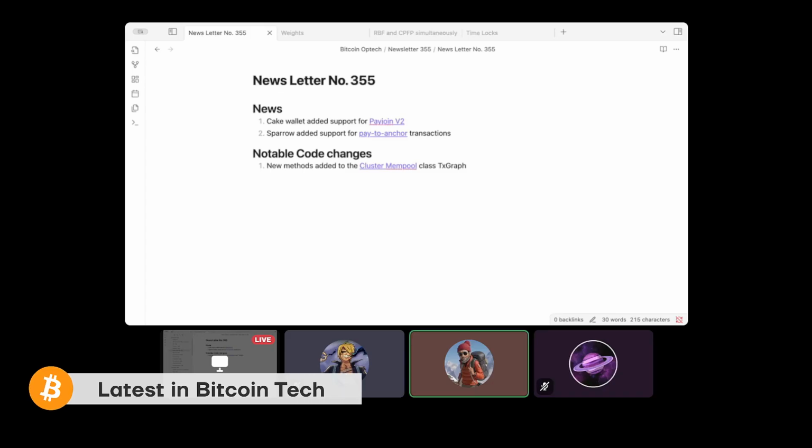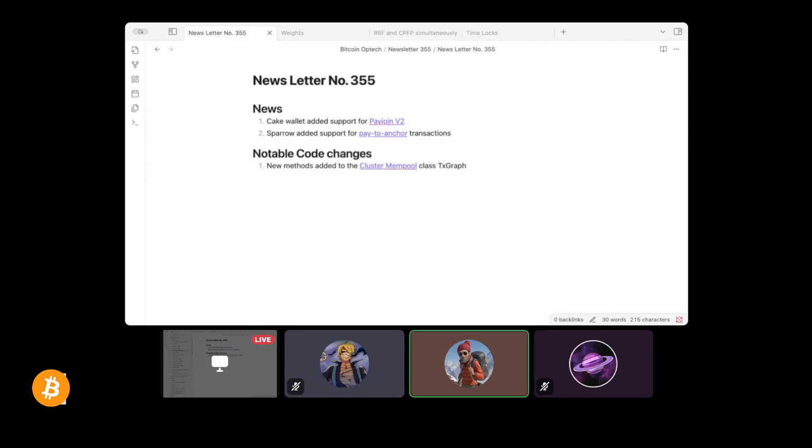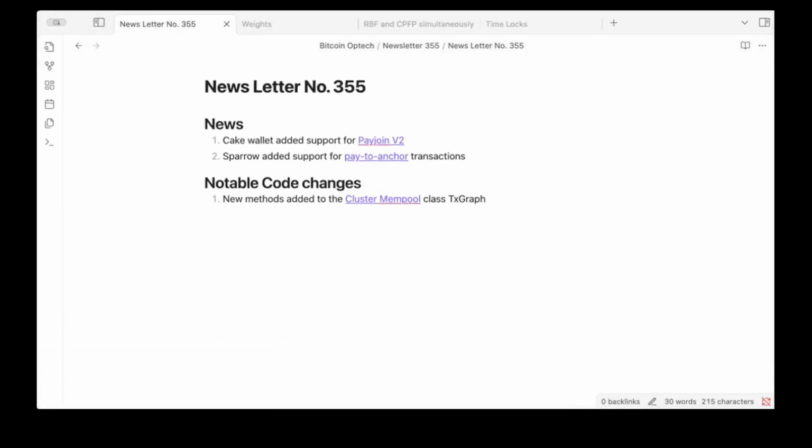Here we look into the Bitcoin Optech newsletter and try to understand the latest and cutting edge stuff going on in Bitcoin. So today we will have a look at newsletter number 355. I have picked three noteworthy items from the newsletter so that we can have a look at it and try to understand the tech behind it.